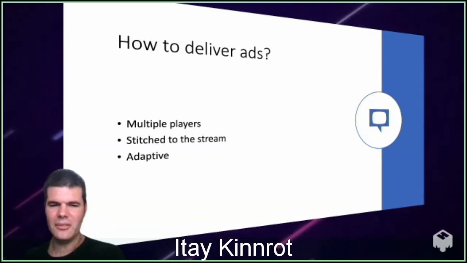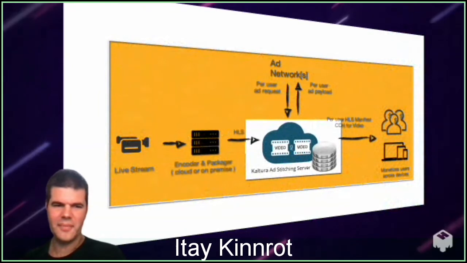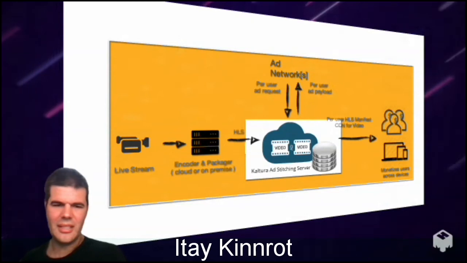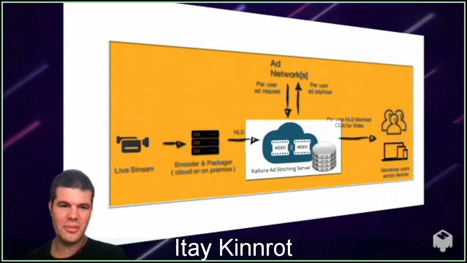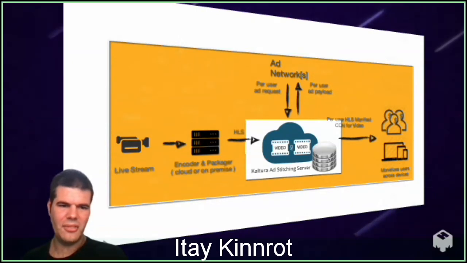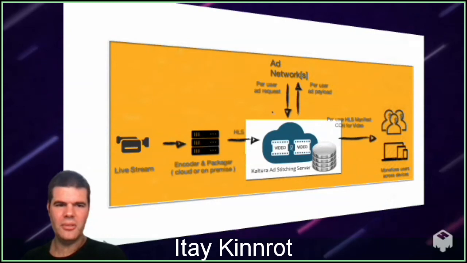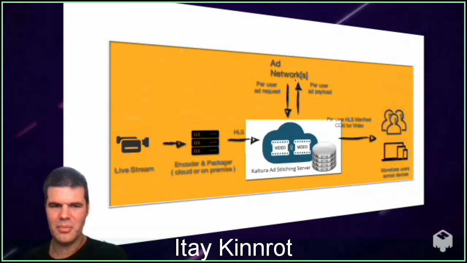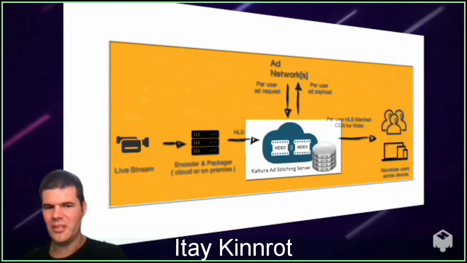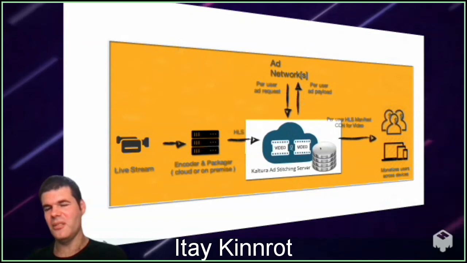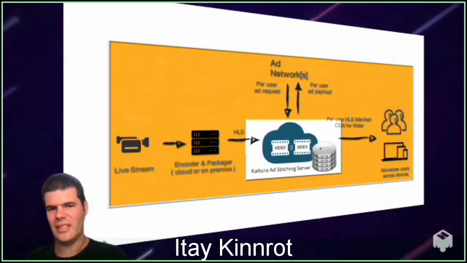So how do we stitch ad to stream? Sure, you should remember that when you're serving ads to customers, it needs to be targeted ads. So when we get the stream from the packager, we do the ad request to the network, to Google or any other ad provider, per user. When we take the ad from the network, we stitch it to the HLS stream. So instead of getting the content now, you will get an ad.